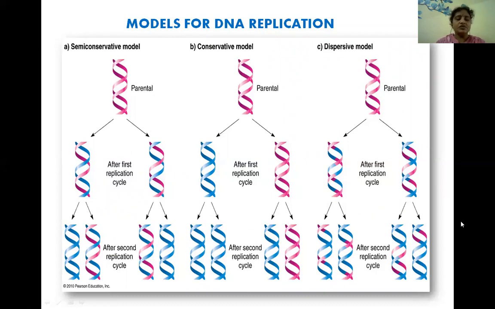Next, the third one is the dispersive model. In this model, the parental double helix is broken into double-stranded DNA segments. Those segments then reassemble into complete DNA double helices, each with parental and progeny DNA segments interspersed.